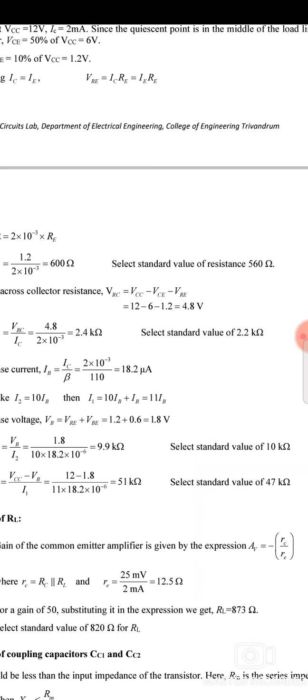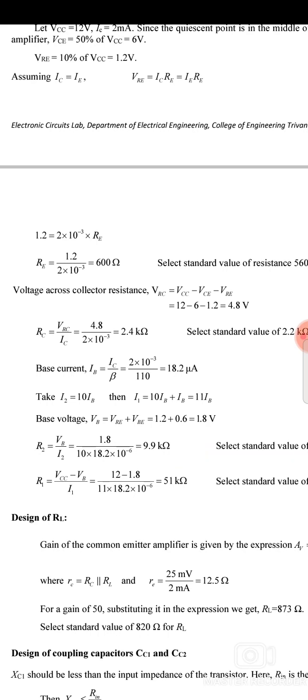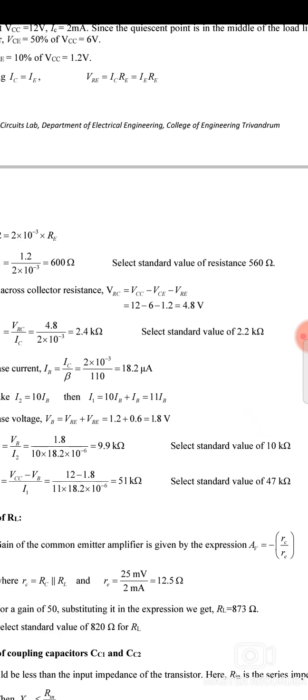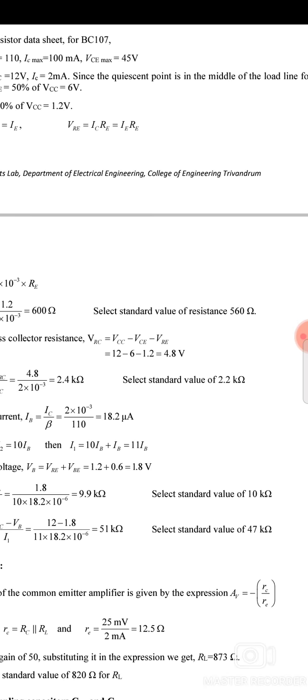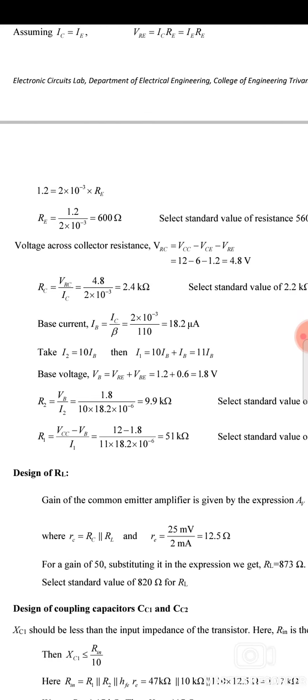So after calculations we again go to a standard value, that is 2.2 kilo ohms, because we do not get the exact values in the implementation of some equations, as all are assumed values, right? So we can choose a standard value that is near to the derived value. That's why 2.2 kilo ohms is considered. This 2.2 kilo ohms is better in the circuit for amplification operation between input and output.